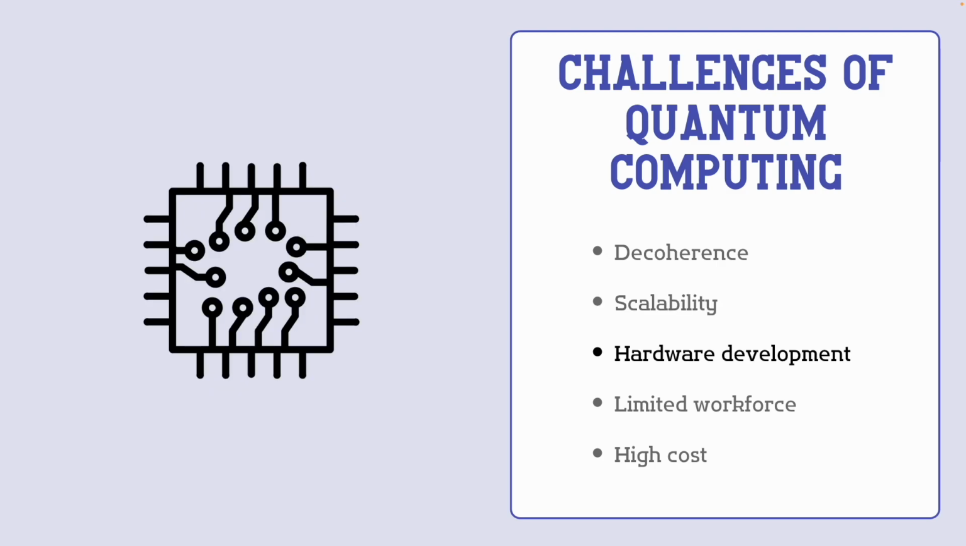Third is hardware development. Developing reliable and stable quantum hardware, including qubits and control systems, is essential for building practical quantum computers. Current quantum hardware technologies face numerous technical challenges, such as qubit coherence times and manufacturing scalability. Advancements in material science, engineering, and fabrication techniques are needed to address these challenges and realize scalable quantum computing platforms.